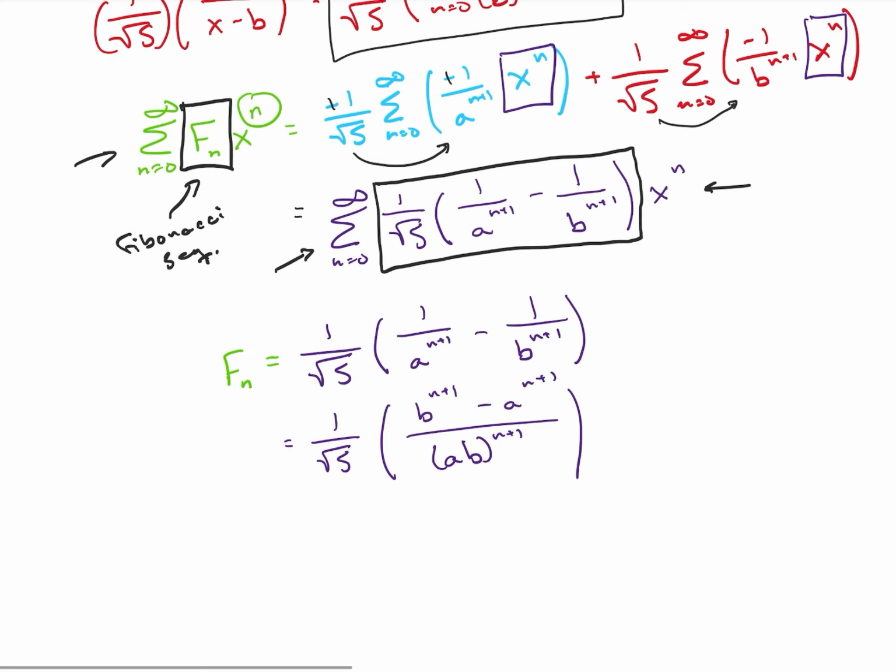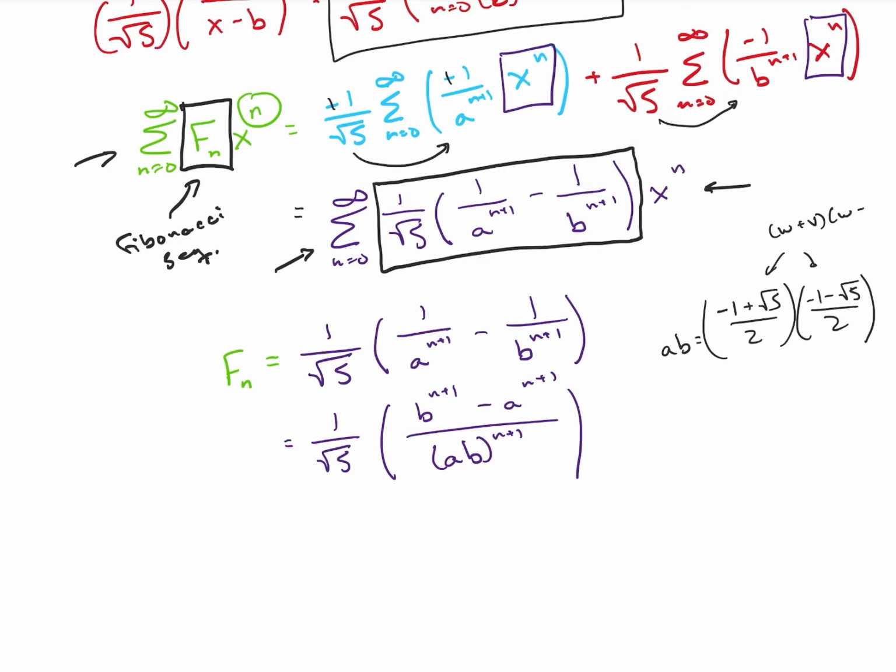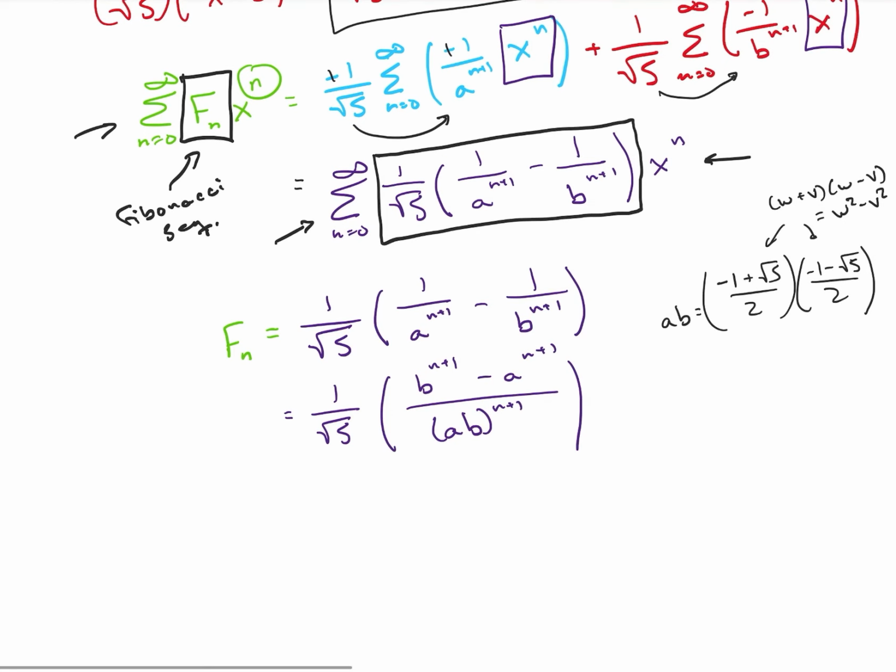Okay, let's figure out what a times b is. So a times b is -1 plus square root of 5 over 2 times -1 minus square root of 5 over 2. So these are conjugates. So remember, if I have to use different letters here, let's see, w plus v times w minus v is going to be equal to w squared minus v squared. So what does that tell me? That this is going to be equal to 1 minus 5 divided by 2 times 2, which is 4, which is going to be -1.